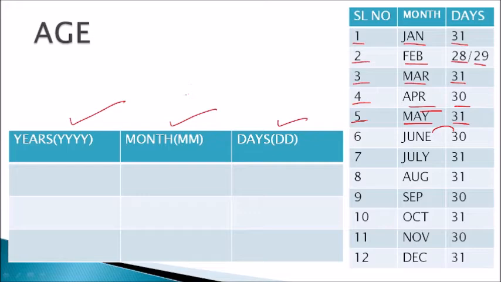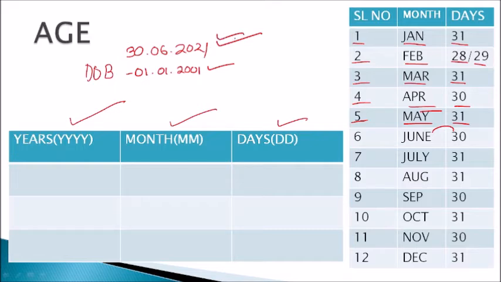So let's take an example of two dates. Suppose the present date is 30 June 2021, and suppose the date of birth of that child is 1st January 2001. So these are the two dates which have been given. We have to find out the age of that child. This is the present date and this is the date of birth of that child. So we'll try to find out the age of that child till the present date.